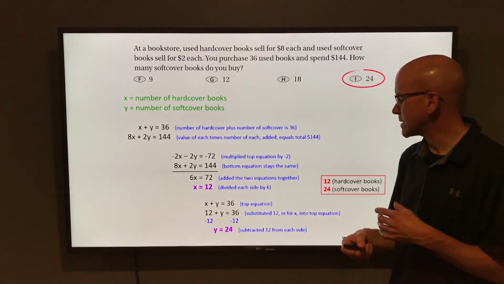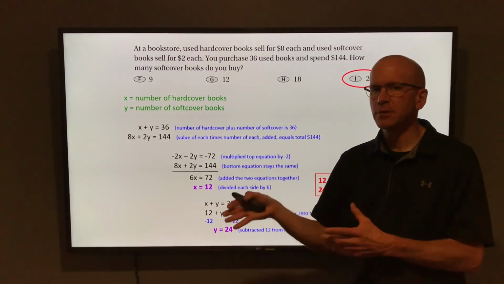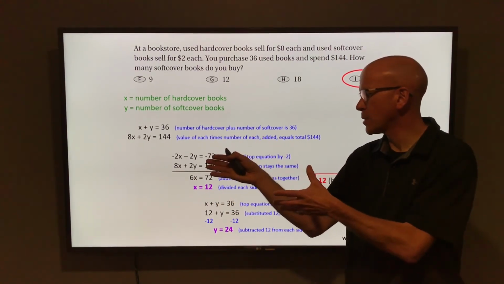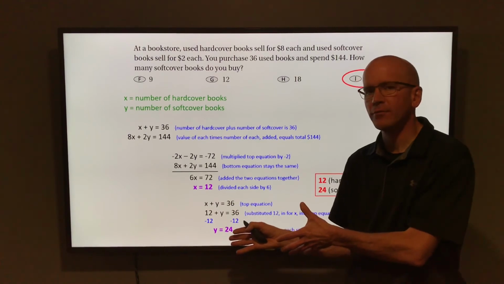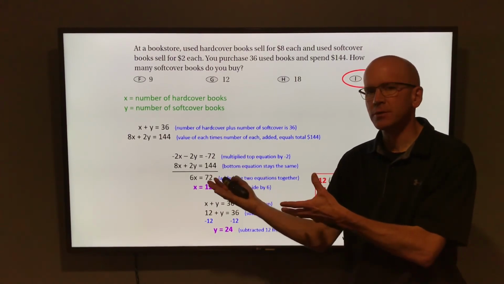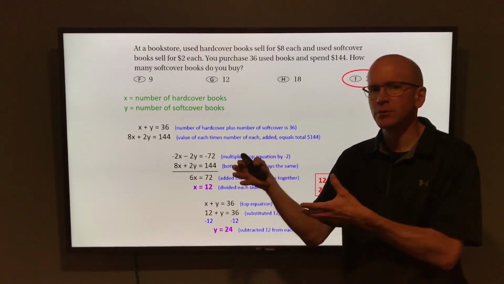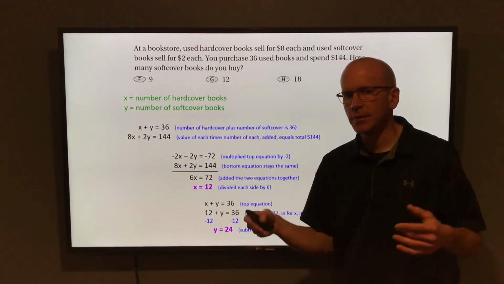Now you would get the same answer if you use the substitution method. If you graph these two equations, they would meet at the point (12, 24). If you use the substitution method, you get the same thing. So there are three methods, elimination, substitution, or by graphing, that you could easily use to get the answer.